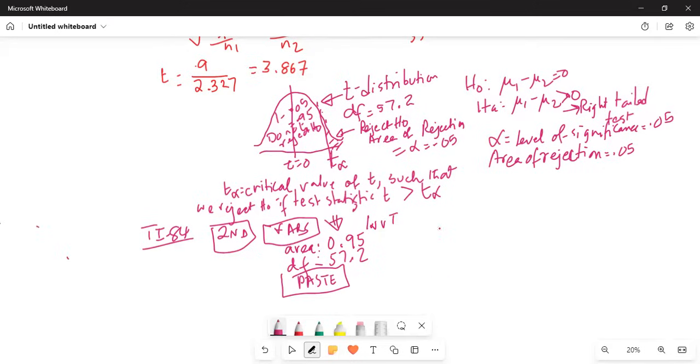And T alpha, paste. When I paste, I have to enter twice. Okay. And my T alpha, the critical value of T, is equal to 1.67. So T alpha is 1.67. Now, let's make the decision.